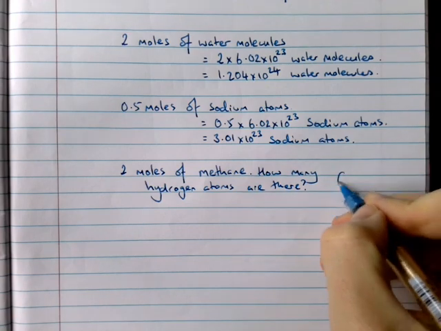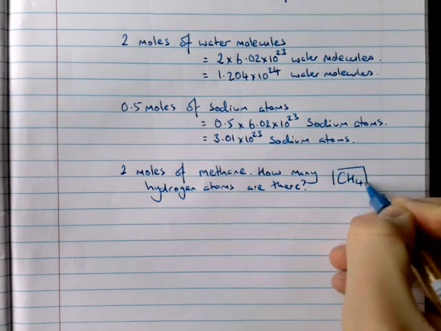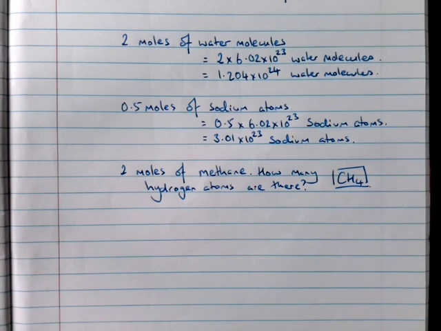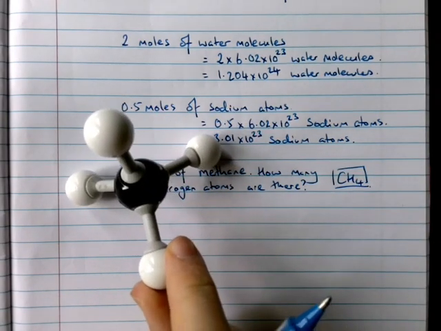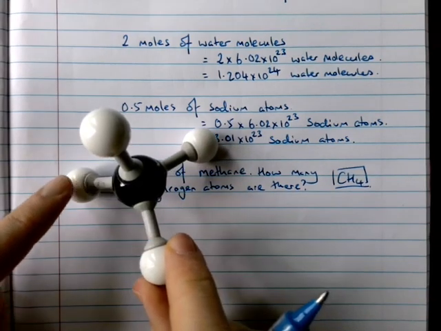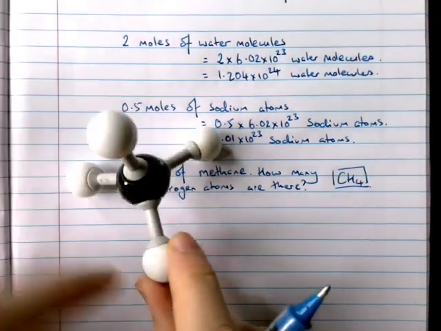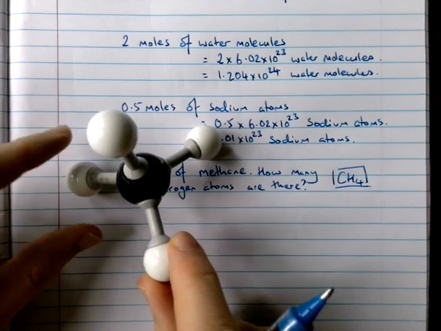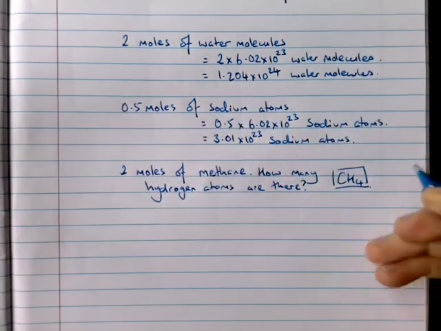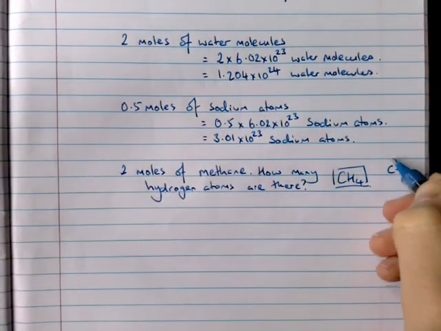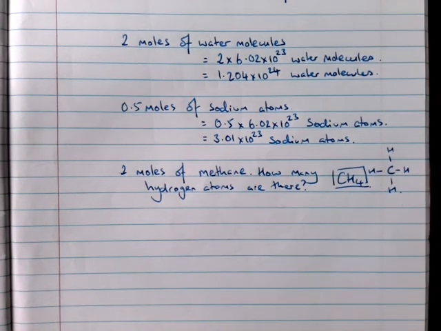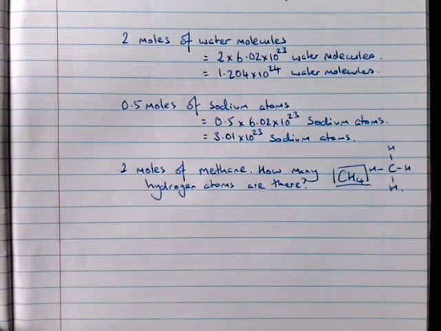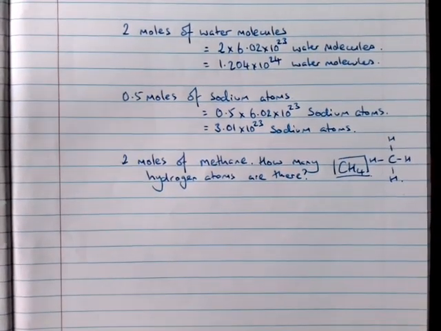Well, methane is CH4. This is methane here. All right, so I've got my carbon atom in the middle, and I've got 1, 2, 3, 4 hydrogen atoms. All right, methane, CH4. So let's think about this step by step, all right?